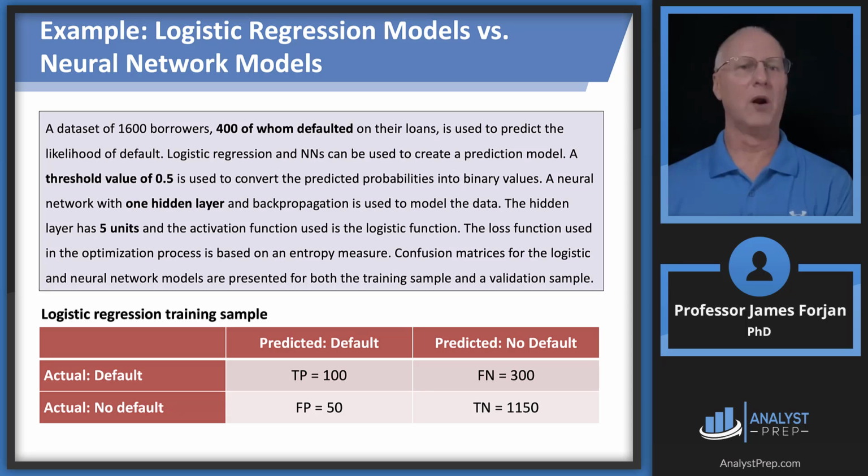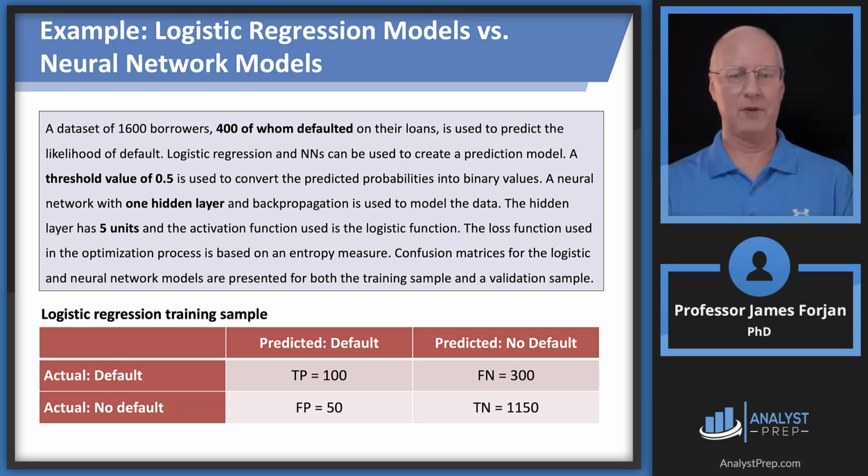So we have 1,600 borrowers, 400 of whom defaulted on their loans. All right, so notice that second line there, we use a couple of different models to create a prediction model. We pick a threshold value of 0.5. Maybe we wanted to pick 0.6, maybe we wanted to pick 0.4, but if these are going to be binary, default or not default, then we'll probably pick 0.5. All right, so we had one hidden layer, a bunch of other stuff in there.